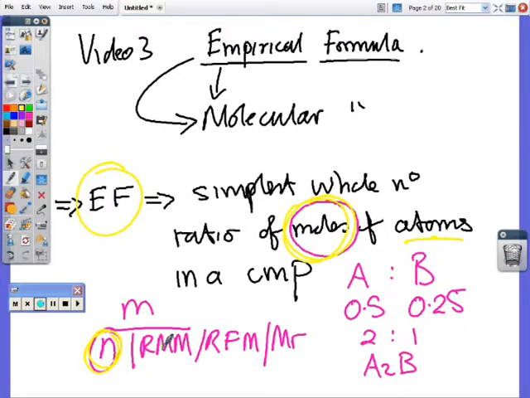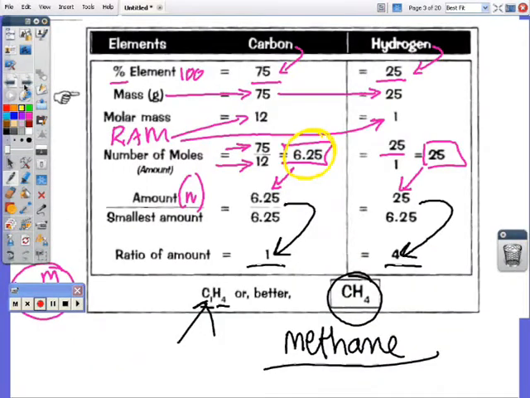So if we take a very simple example, if we had two substances A and B, and we discovered that there was 0.5 moles of A in a substance and 0.25 moles of B, the simplest whole number ratio of those two values is 2 to 1. That would give us an empirical formula of A to B, 2 moles of A per 1 mole of B, essentially. So let's have a look at a worked example on the next page.